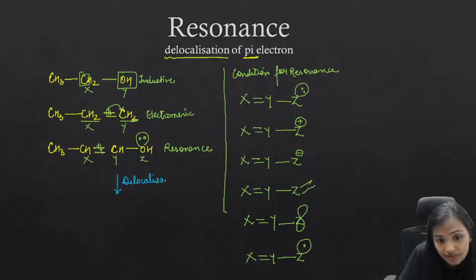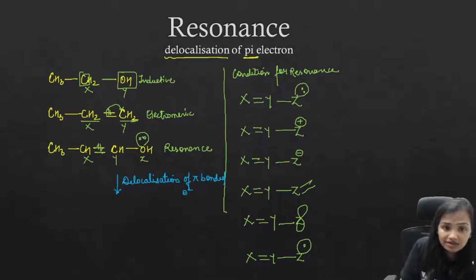Delocalization of a pi bonded electron. Now you see, this is a pi bonded electron. Now we have to see where there will be a delocalization. So oxygen has a lone pair which is free, which is easy to be given.